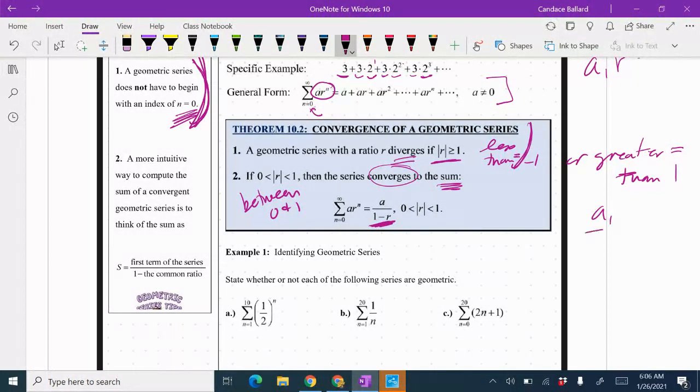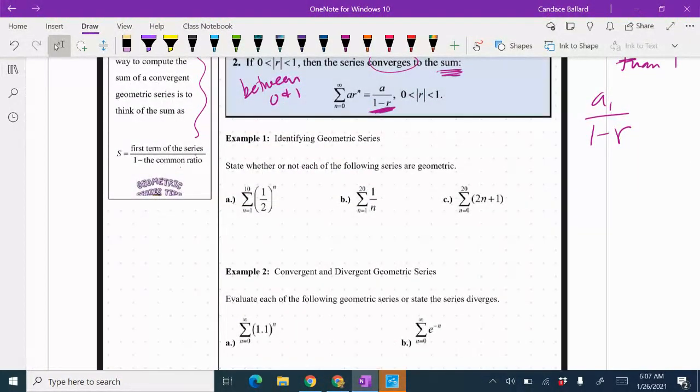In Algebra 2 we learned it as a sub 1 over 1 minus r. So it's the exact same formula that we learned earlier. A more intuitive way to think about this is the first term of the series divided by 1 minus the common ratio. That's all that formula is.